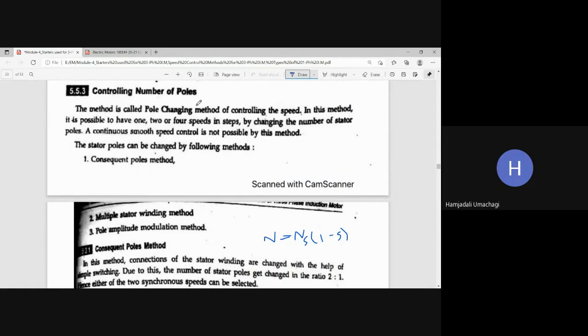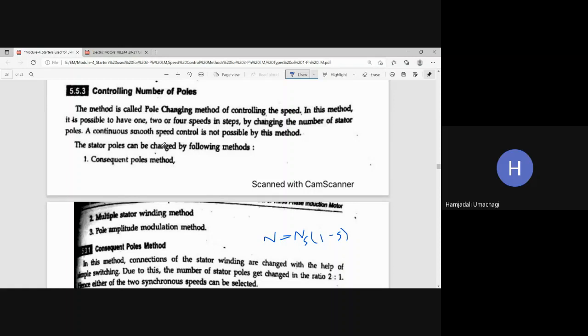This method is also called the pole changing method of controlling the speed. In this method, it is possible to have 1, 2 or 4 speeds in steps. So this method uses 1 or 2 or 4 speeds, that too in steps, by changing the number of stator poles. Accordingly, we are going to get different speeds, that too in steps. Continuous smooth speed control is not possible by this method. So here we get the speed in steps, but smooth speed control is not possible.